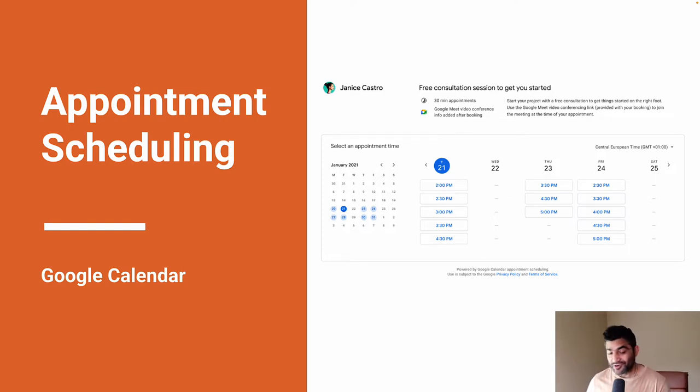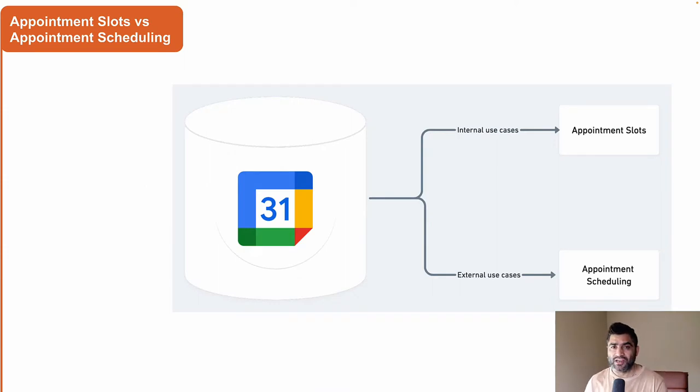Now, before I show you the demonstration, couple of quick things. You might have already used appointment slots functionality in Google Calendar in the past. What differentiates this newly launched feature called appointment scheduling is that appointment slots are more geared toward internal use cases. So maybe if you're a teacher and you want to give your students appointment slots so that they can come and book your time, that's fine. But what if you want to give the same functionality but to external parties like your prospective customers or existing customers? For those external use cases, appointment scheduling would be perfect.